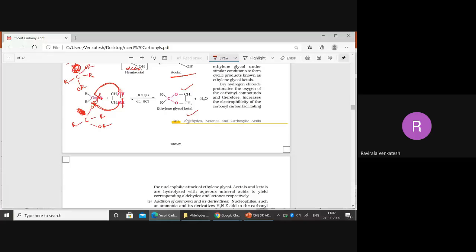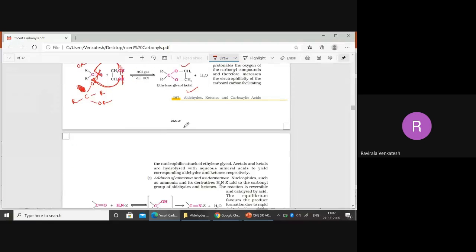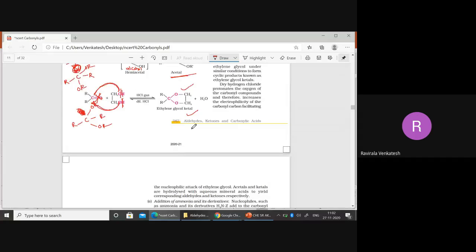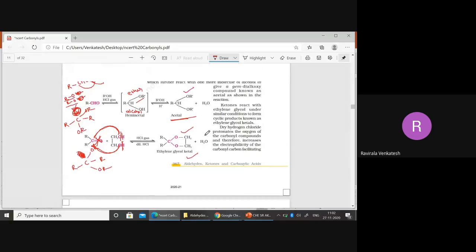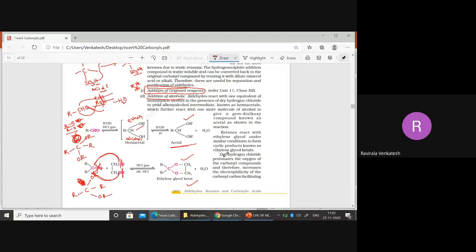For this one, dry HCl we are using here. This HCl gas we have to use compulsorily, isn't it? Right. Now this reaction is useful for what purpose? To protect the carbonyl compounds. The gem dialkoxy compound, meaning this part, how many alkoxy groups are there? 2. Therefore, dialkoxy.